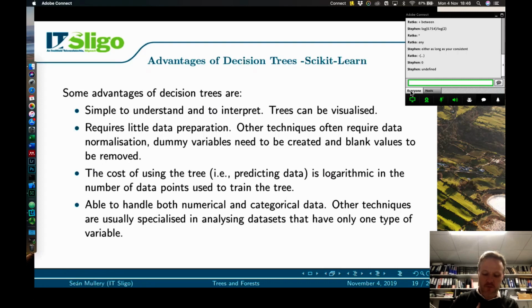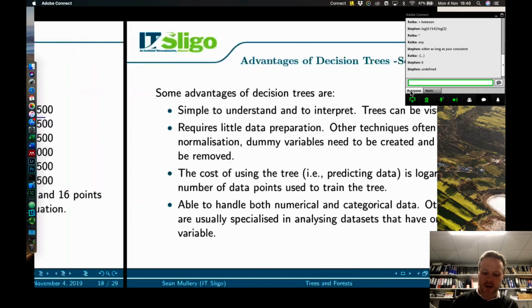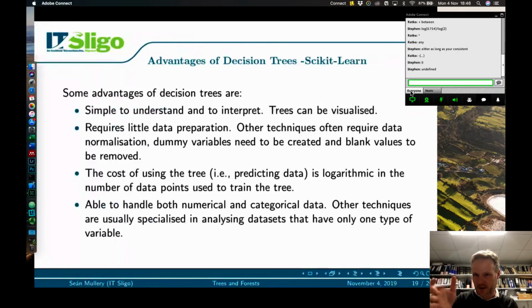Other techniques often require data normalization, or they need dummy variables to be created and blank values to be removed. That's not as big of an issue when it comes to decision trees, and the reason for that is you only make decisions on a subset of features at any given point. So if you don't have a value there, you just don't make the decision on that feature at that particular point.